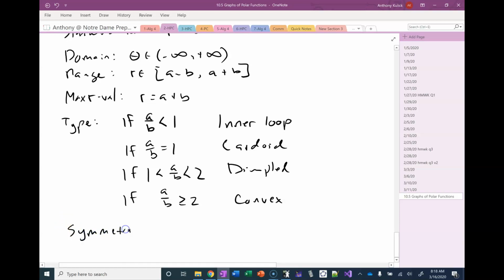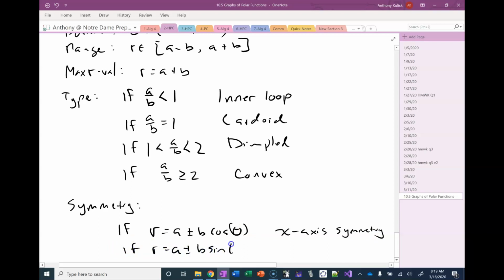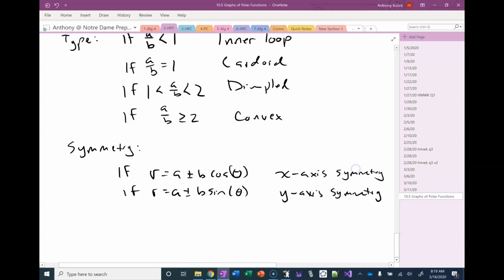And the last thing we want to talk about here are the symmetries. Here the symmetries are very easy. If you have the cosine version, we have x-axis symmetry. And if you have the sine version, we have y-axis symmetry.